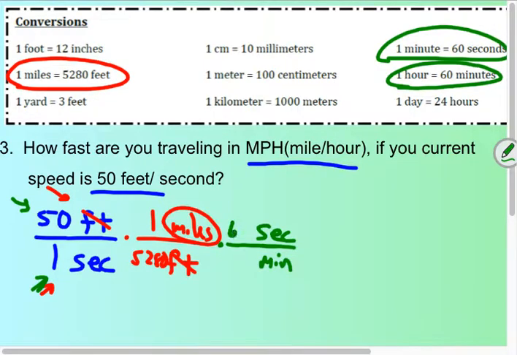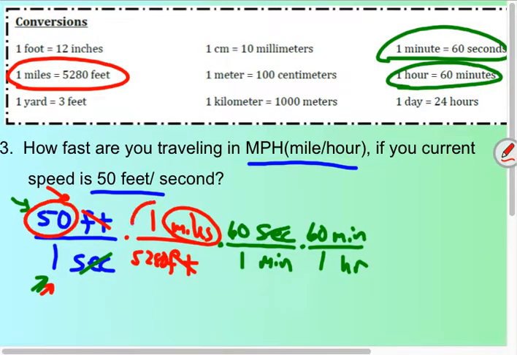So seconds, there's 60 seconds in 1 minute. So the seconds will cancel out, cross-canceling. And then we're going to have to convert minutes to hours. So minutes is going to have to be in the numerator, hours in the denominator. There's 60 minutes in 1 hour. So multiplying the 50, the 1, the 60, and the 60.